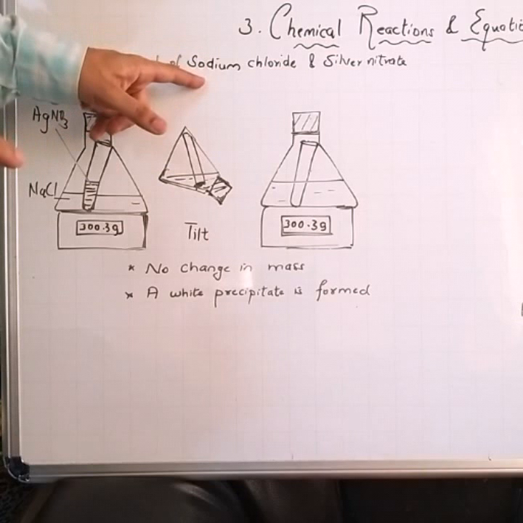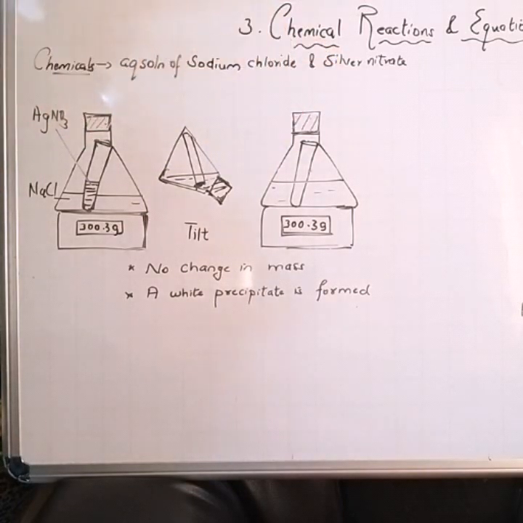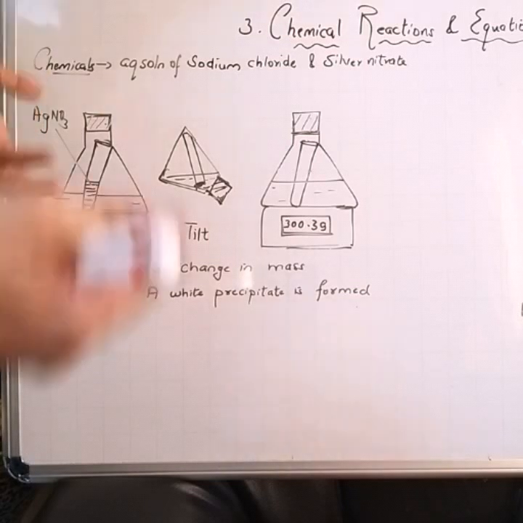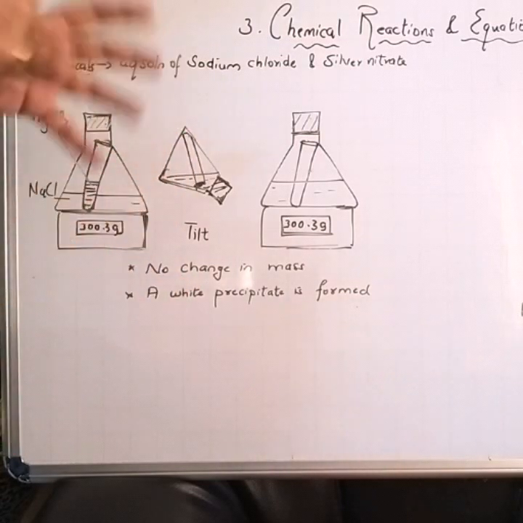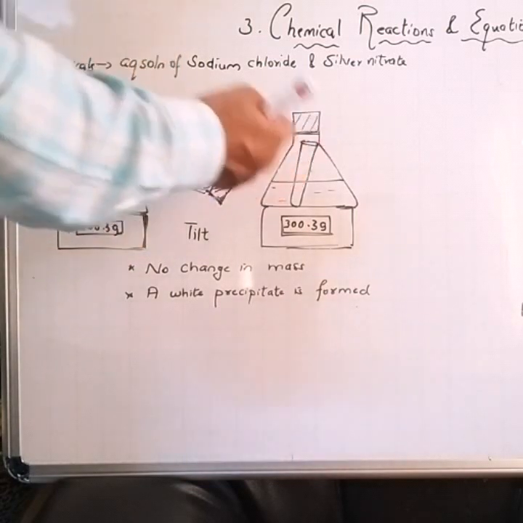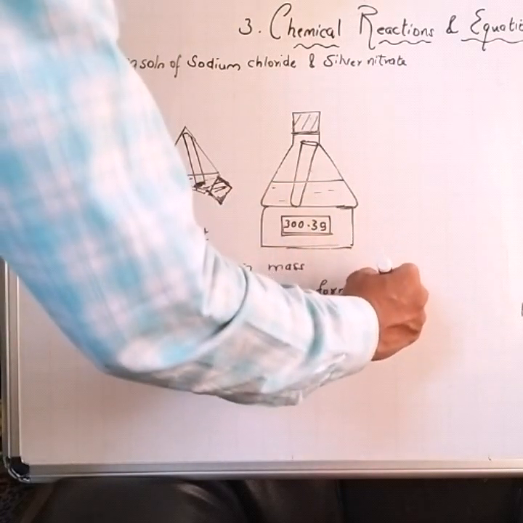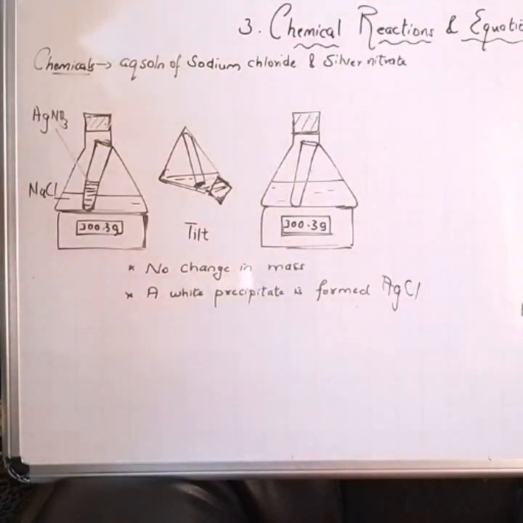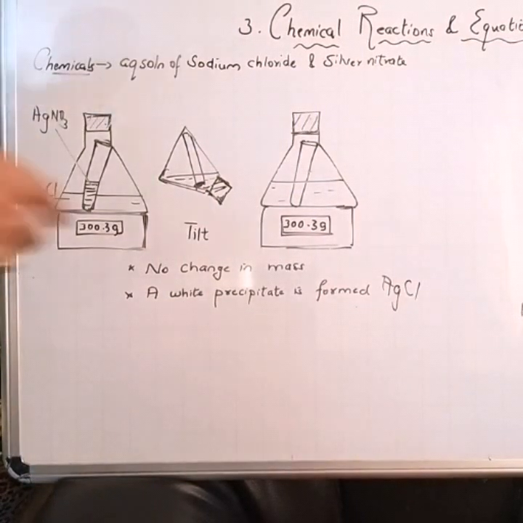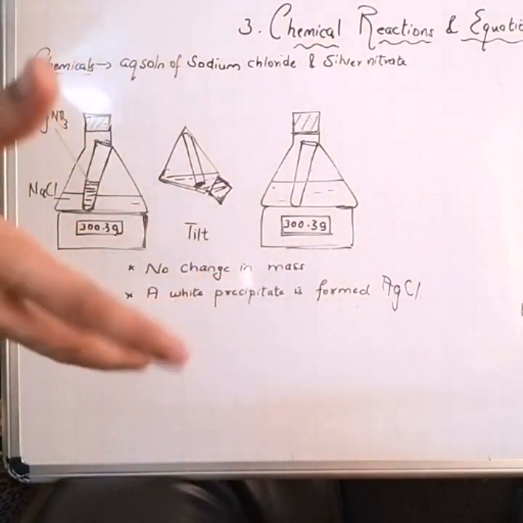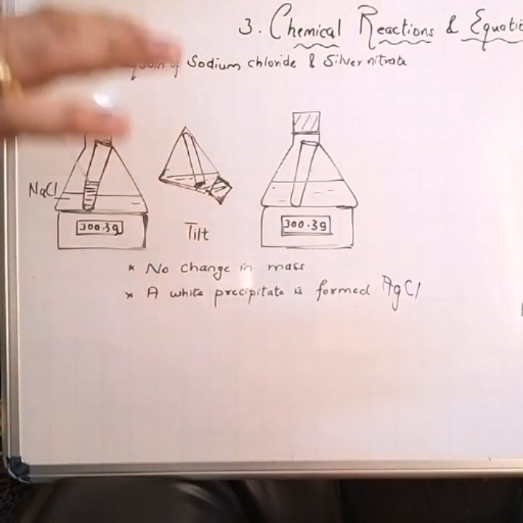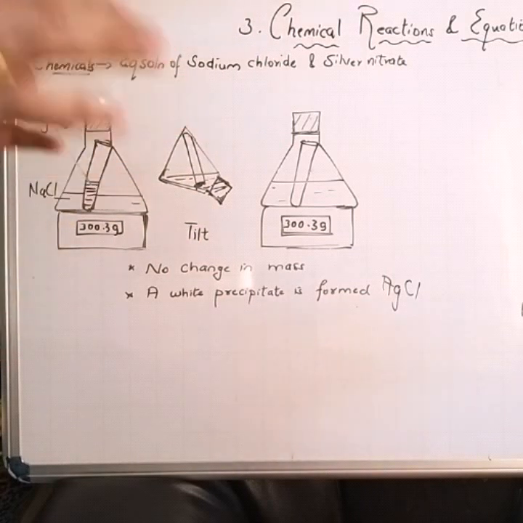When aqueous sodium chloride and aqueous silver nitrate are mixed, we get a white precipitate of silver chloride which can be seen inside this conical flask. Okay, so in the textbook they have asked certain questions. What changes you see? The first change is that you can see the precipitate. And what is the color of precipitate? It's a white precipitate, and that is of what? Silver chloride. Is there any change in mass? Now initially the mass is 300.3 grams and now again it is 300.3 grams. So there is no change in mass. The mass before reaction and mass after reaction is same.